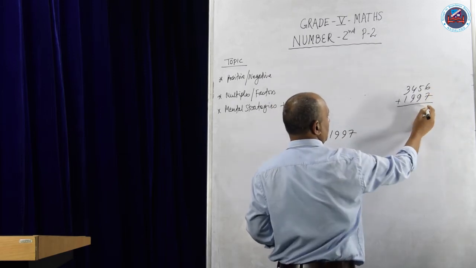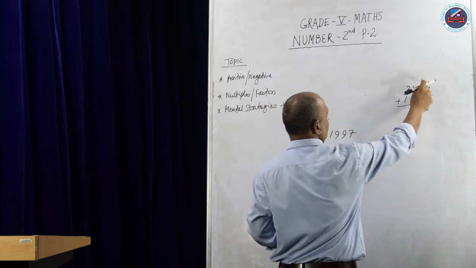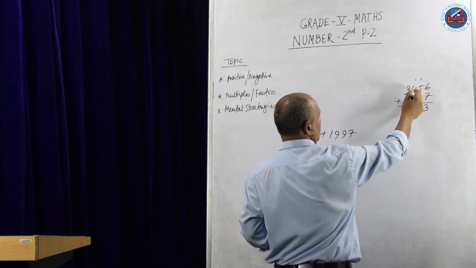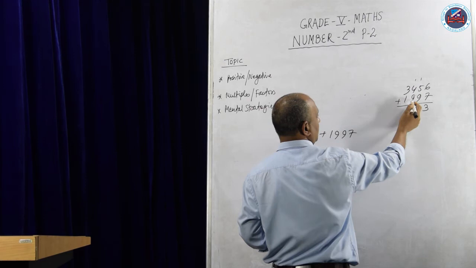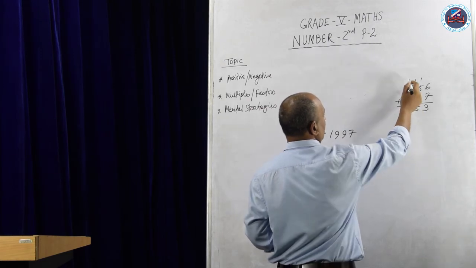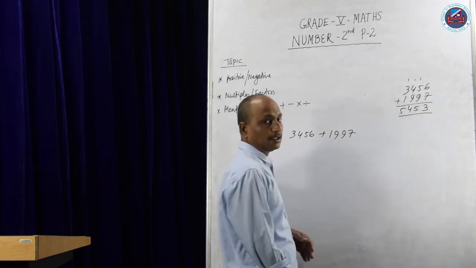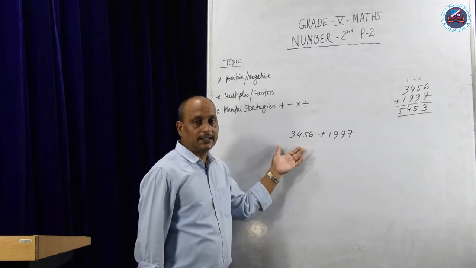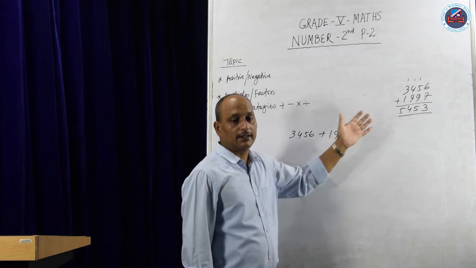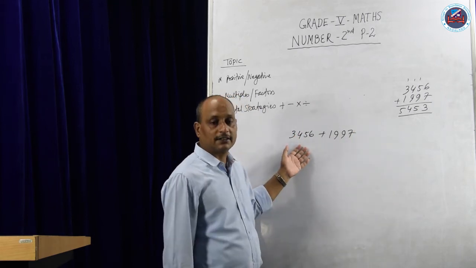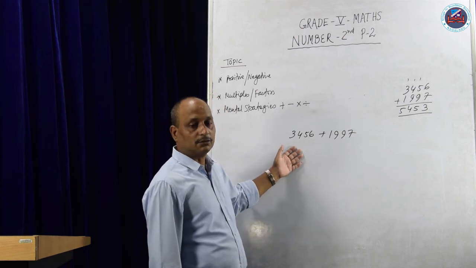7 plus 6 is 13, 3 in one hand, 1 plus 5, 6, plus 9, 15, 5 in one hand, 1 plus 4, 5 plus 9, 14, 4 in one hand, 1 plus 3, 4 plus 1, 5. This is the number. Now, to add up not in this way, but with mental strategy, means dimag mein, with your mind. So what will we do?